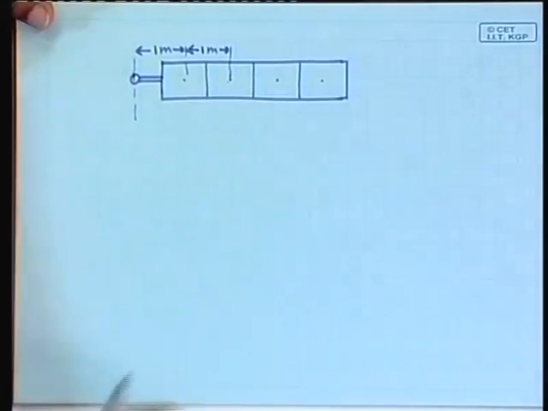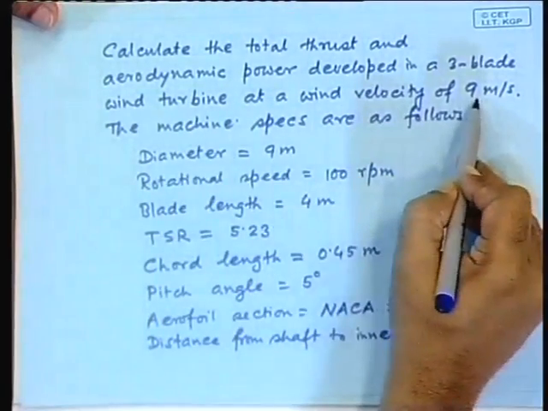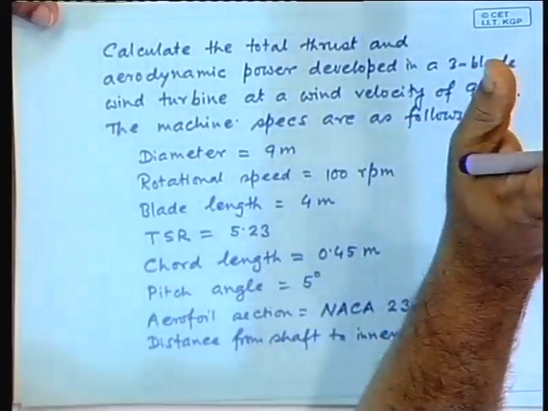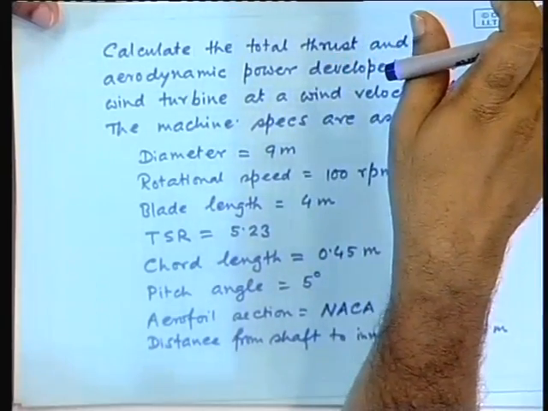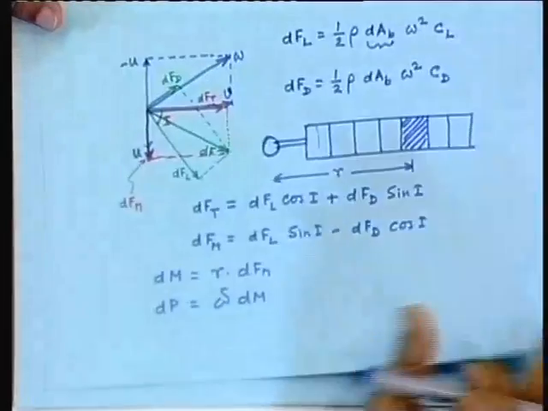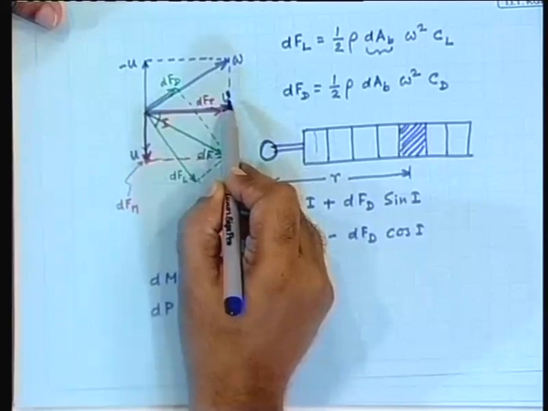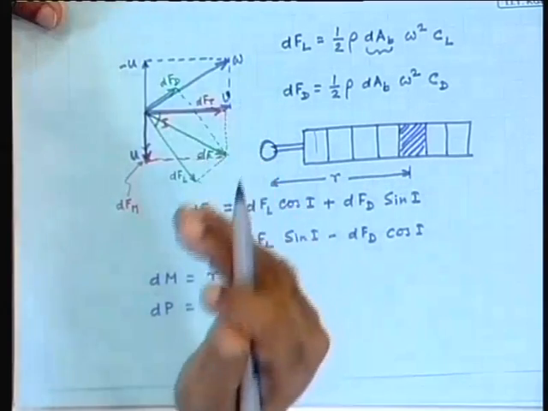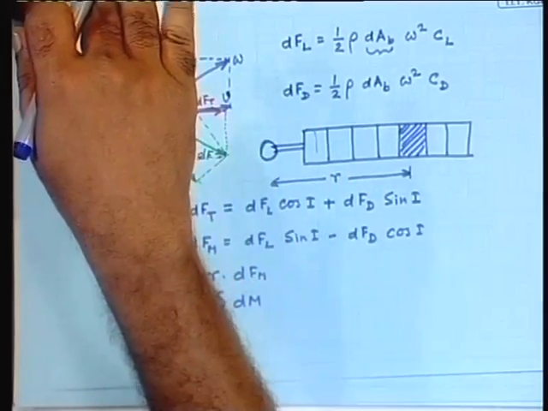Okay. Now, one thing, it has been said that the wind velocity of 9 meters per second, this is the undisturbed wind velocity. In our language, it was V infinity. So, in order to calculate all these, we will need to use V, right? We cannot use that velocity. So, what is this V? It is the velocity of the wind as it passes over the blade. How much should it be?